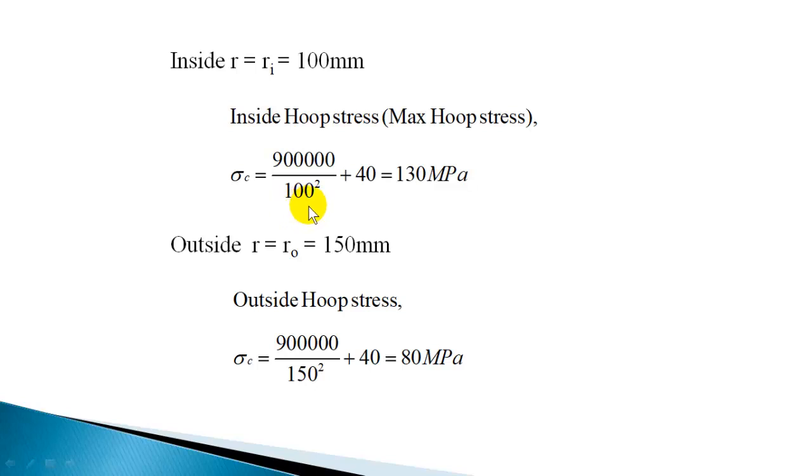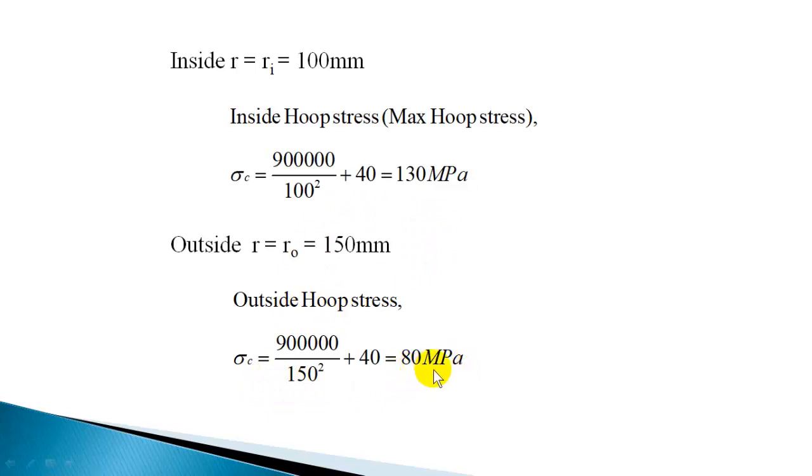Substituting that, you will get sigma c as 130 megapascal. So this is the maximum hoop stress, and it acts on the inner surface of the cylinder wall. When r is equal to r0, that is 150 mm, you will have minimum hoop stress, and substituting that, you will get the hoop stress as 80 megapascal. So outside hoop stress is 80 megapascal.